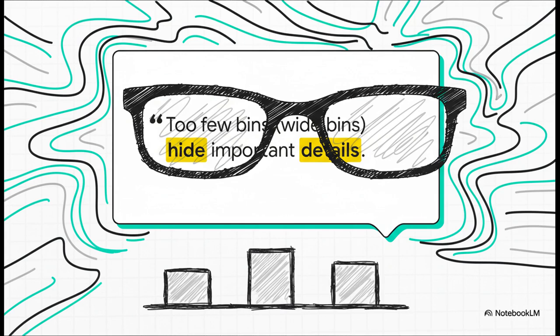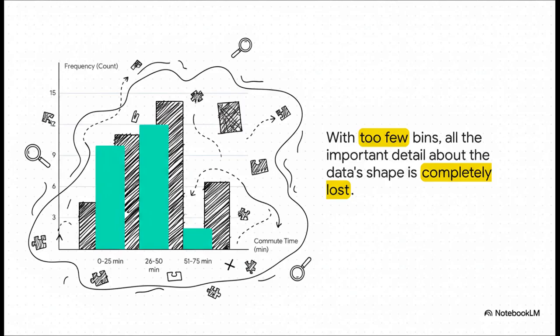We decide, hey, let's just use a few really wide bins. Think of this as trying to look at your data with super blurry glasses on. And here it is. Wow. With only 3 bins, what can we even say? Looks like most people have commutes under 50 minutes, I guess? But all the juicy details, the nuance about the data's true shape, it's just gone.